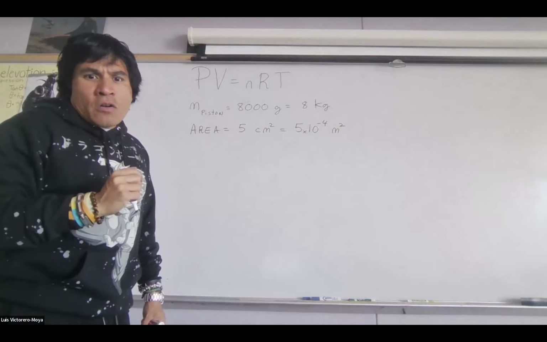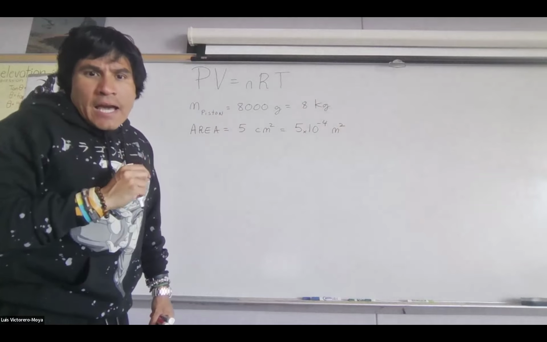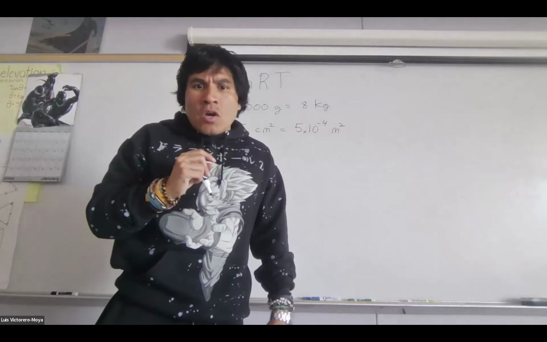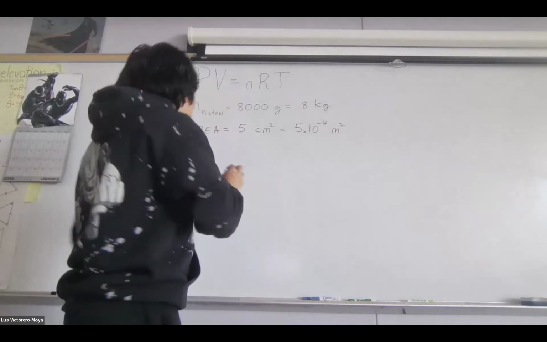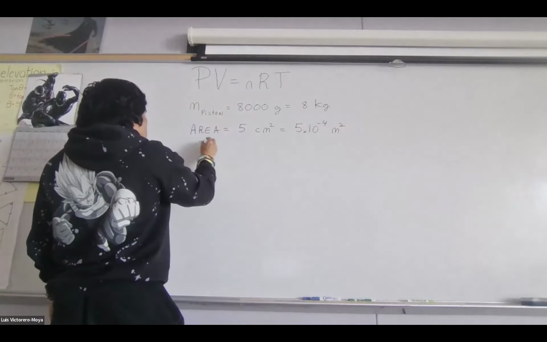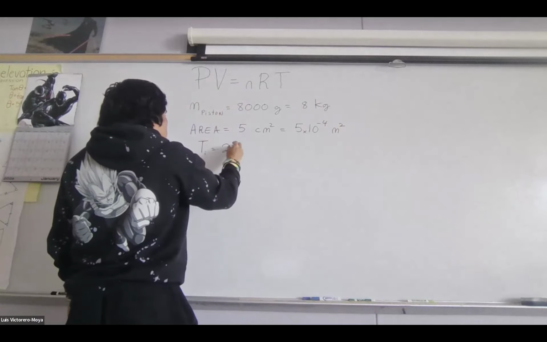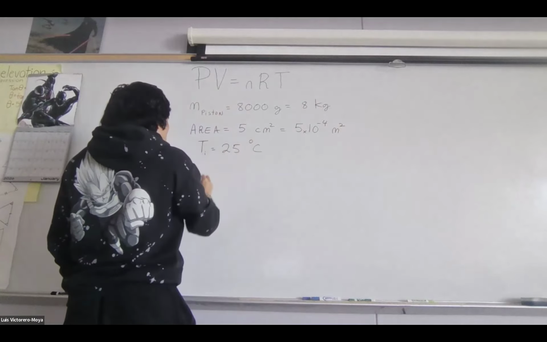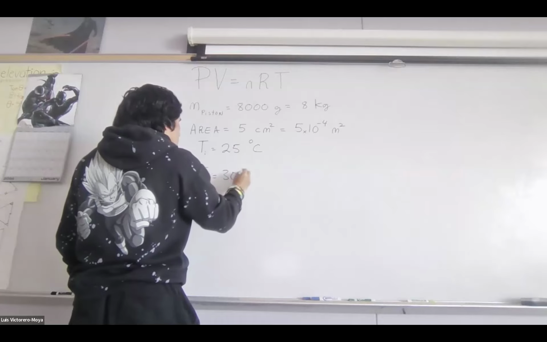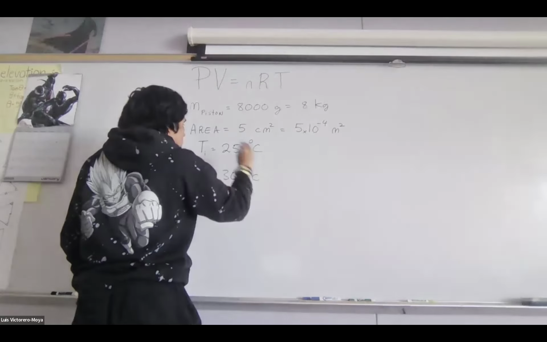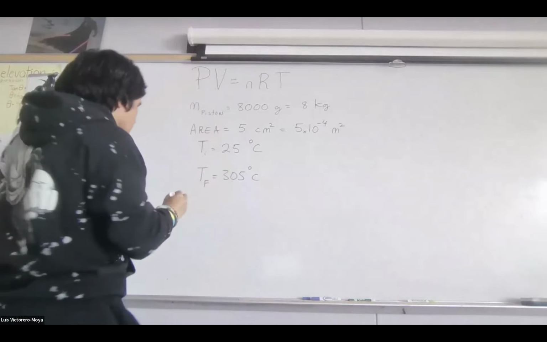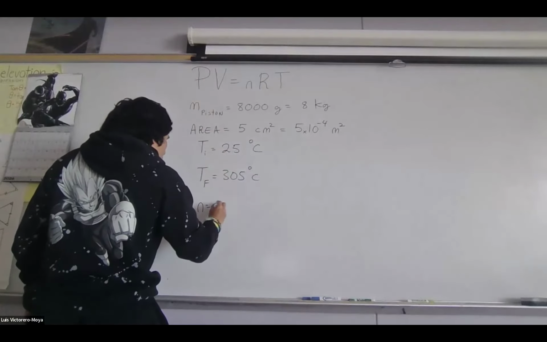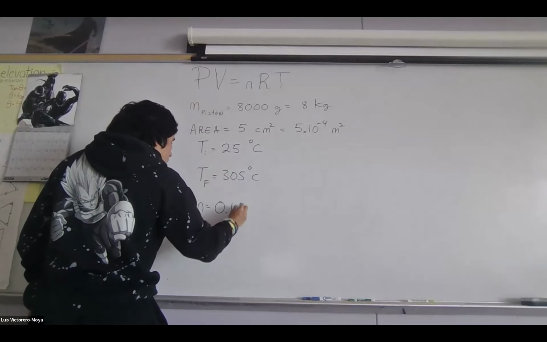How much work is done on the gas as the temperature goes from 25 to 305? So the initial temperature is 25 degrees Celsius, and the final temperature is 305 degrees Celsius. Okay, and the given number of moles is 0.108 mole.